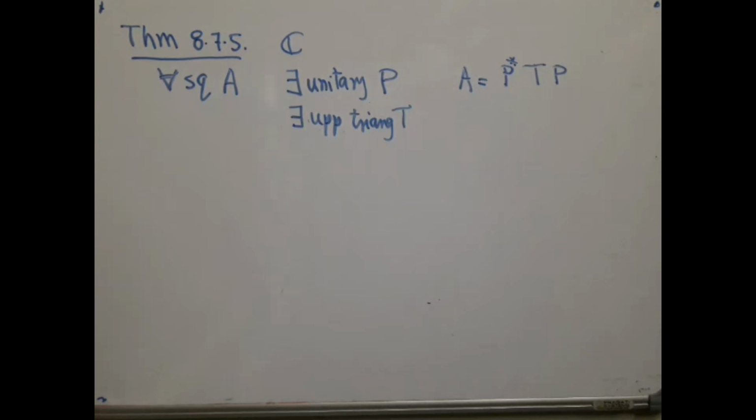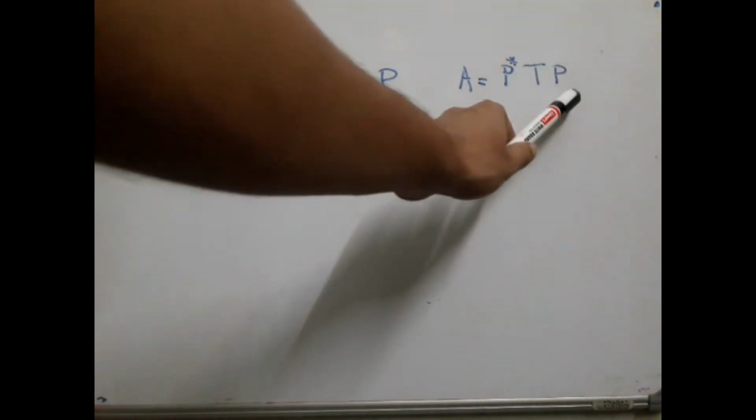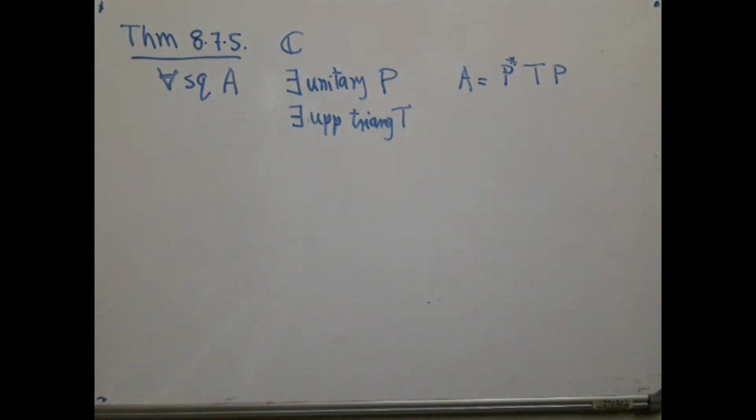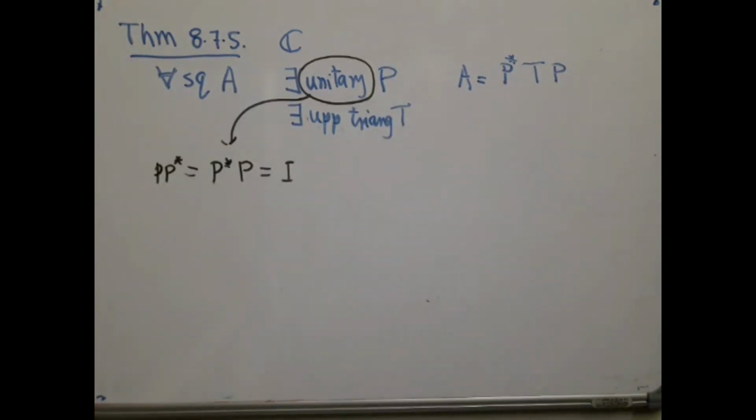Not only that, this change of basis matrix may be chosen to be a unitary matrix, that is, P star P is equal to identity. I have already mentioned that this theorem should be part of your thought process. So we start with this theorem. We have already proved it by direct induction.